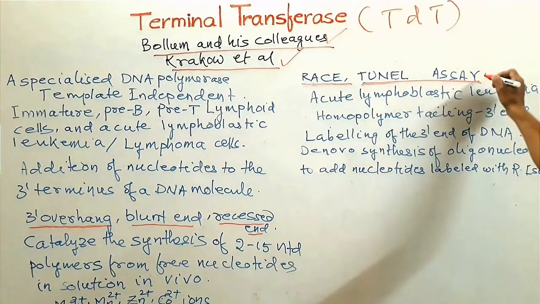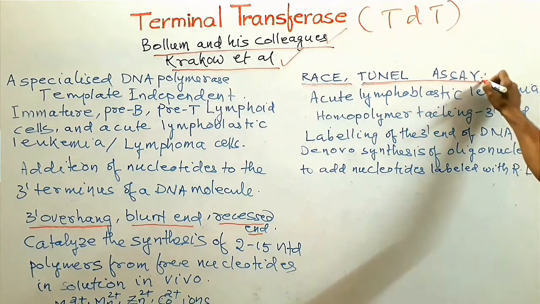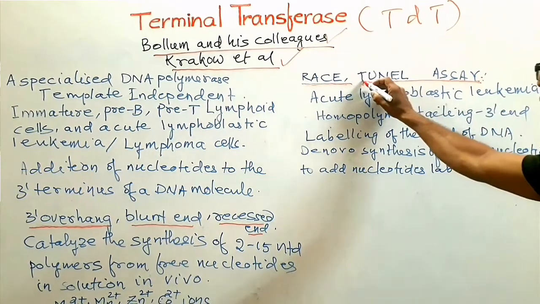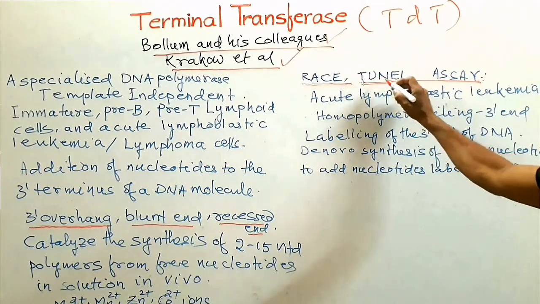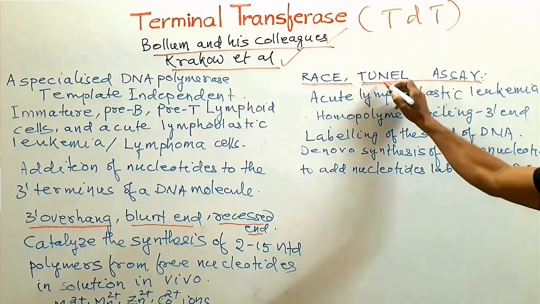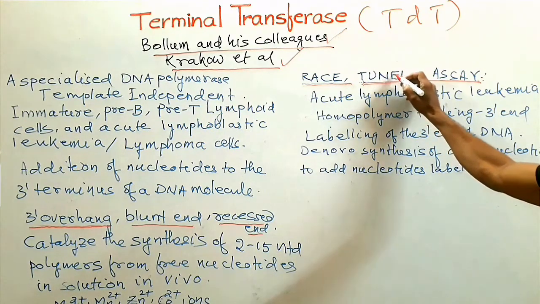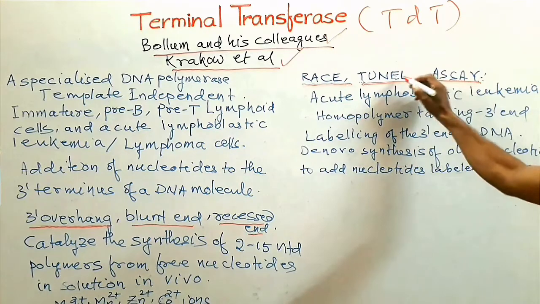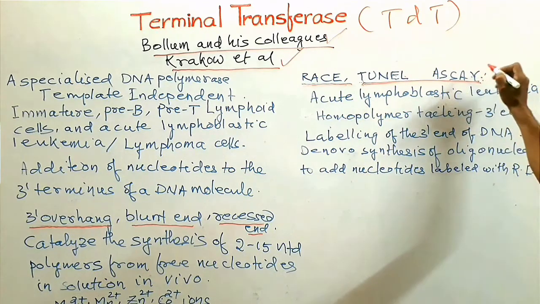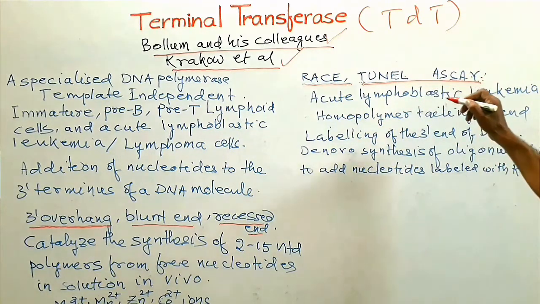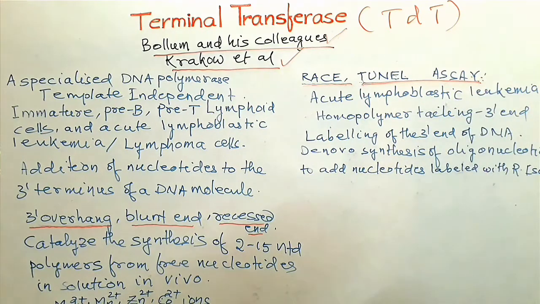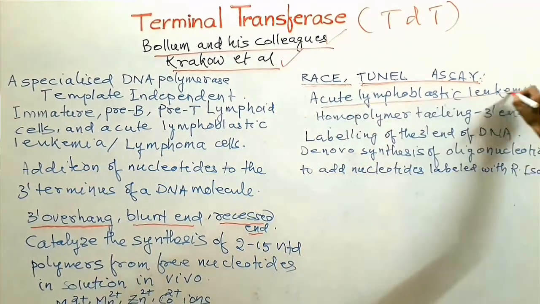What is TUNEL assay? TUNEL assay is terminal deoxynucleotidyl transferase dUTP nick end labeling assay. This is an assay that is useful for demonstration of apoptosis. Terminal transferase can also be used in immunofluorescence assay for the diagnosis of acute lymphoblastic leukemia.